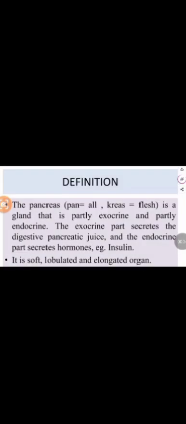First is the definition of the pancreas. Pancreas: pan means all, and kreas means flesh. It is a gland that is partially exocrine and partially endocrine. The exocrine part secretes the digestive pancreatic juice and the endocrine part secretes hormones, for example insulin. It is a soft, lobulated and elongated organ.